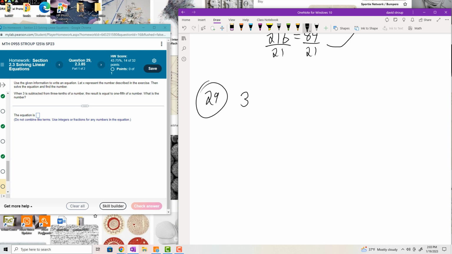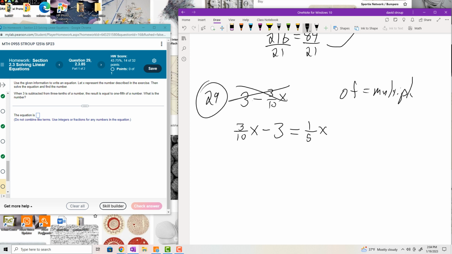So here it's 3 subtracted from 3/10 of a number. So what you're not going to do is write 3 minus 3/10 of a number. That one, no, you've got to change the order, right? So it's 3/10, and then you're taking away 3 from that item. Okay? And then they say the result is equal to 1/5 of a number. So that word of, you want to think of that as multiply. Whenever you see that, it just means to multiply. Okay? Okay, so now they probably want us to solve it. They want us to input it first. Okay, hold on.